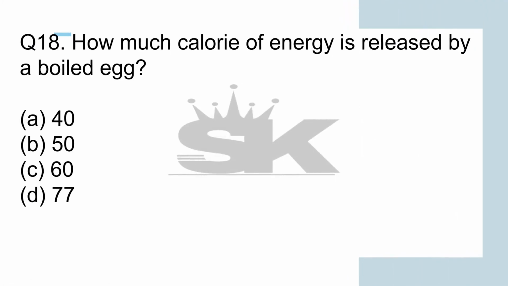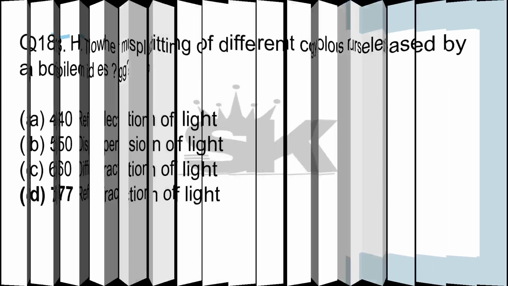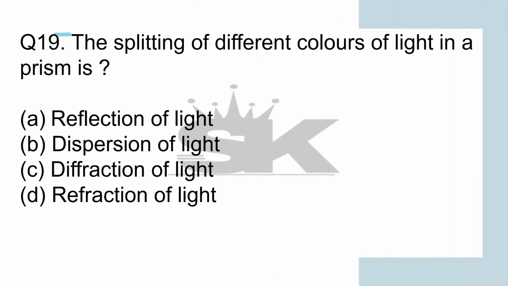How many calories of energy are released by a boiled egg? Answer is 77. The splitting of different colors of light in a prism is, the answer is dispersion of light. Okay.